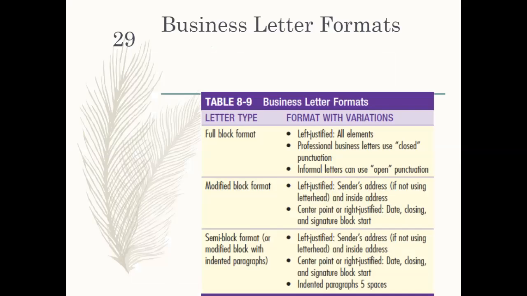So let's talk about business letter formats. A full block format: left justified all elements. Professional business letters use closed punctuation, and formal letters can use open punctuation. Modified block format: left justified, sender's address if not using letterhead, and inside address. Center point or right justified, date, closing, and signature block start. And I'll let you read the semi-block format.